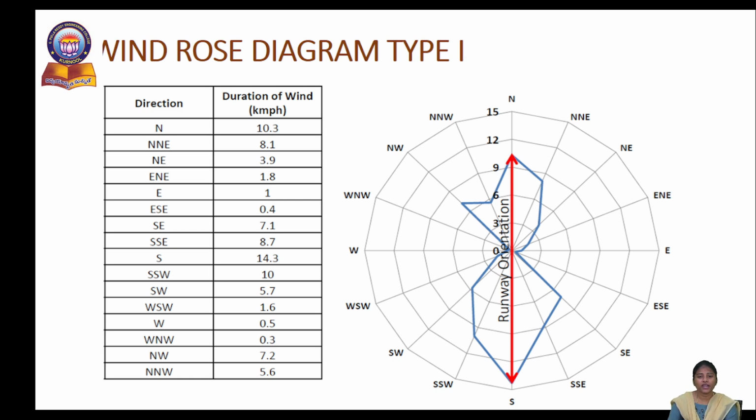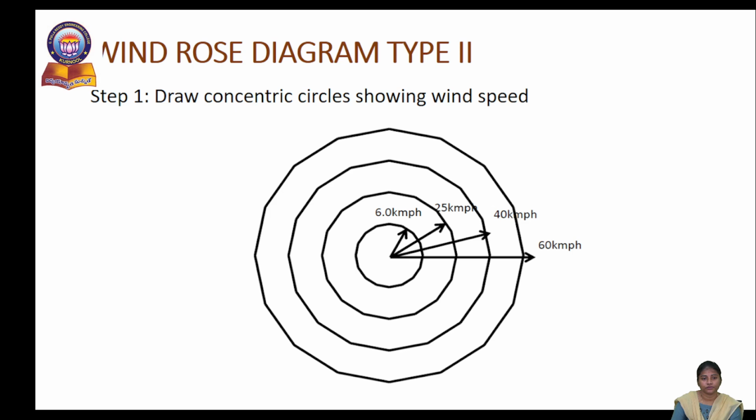Finally, join all the points which we already marked along the 16 directions. The longest direction which you get in this plot is the correct orientation of the runway according to type 1 of the windrose diagram. Okay, so next, type 2 of the windrose diagram.